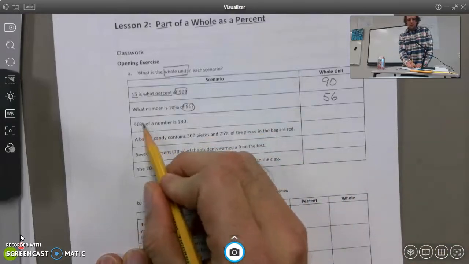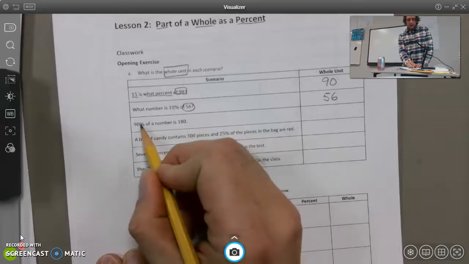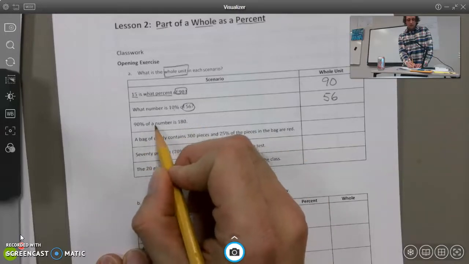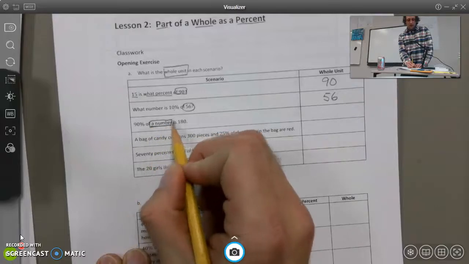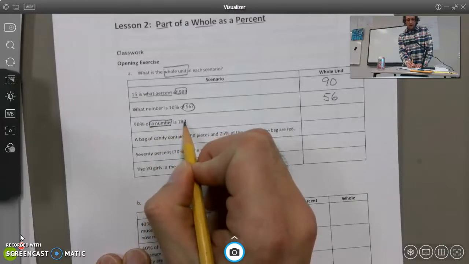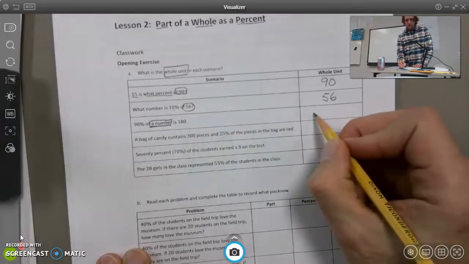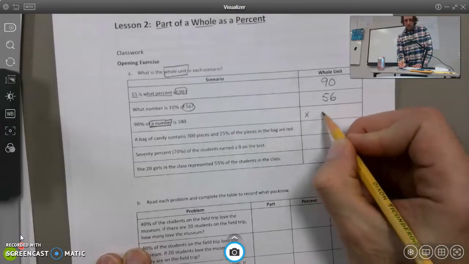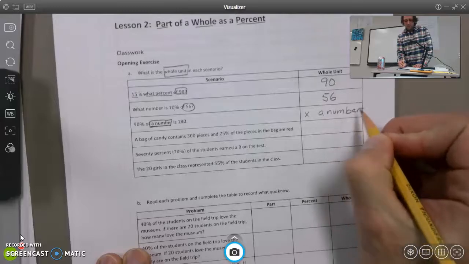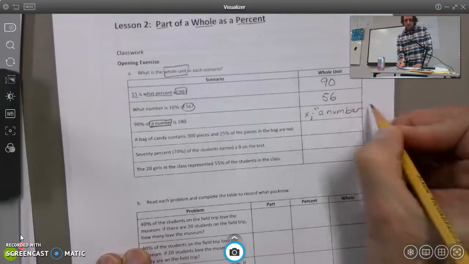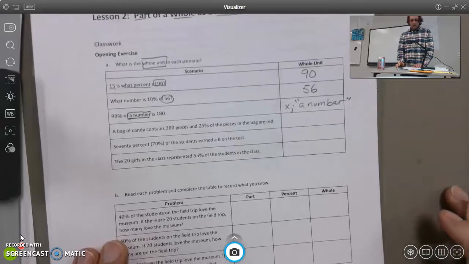90% of a number is 180. So 90% of some number, that would be the whole amount, right? Whatever this number is, that whole number is 180. So 180 is just 90% of some whole thing. We don't know what it is. I'm going to put X or a number. All right. Moving on to the next one.